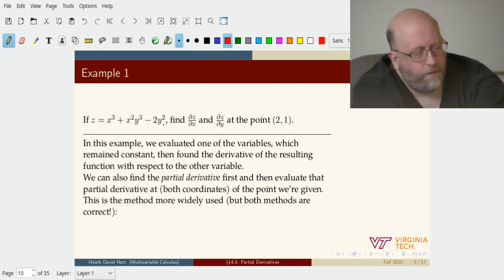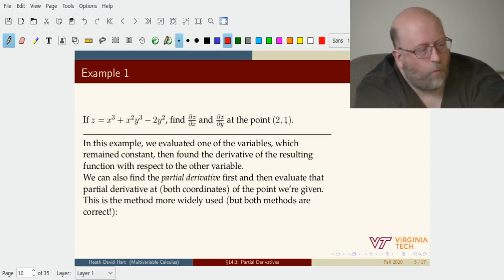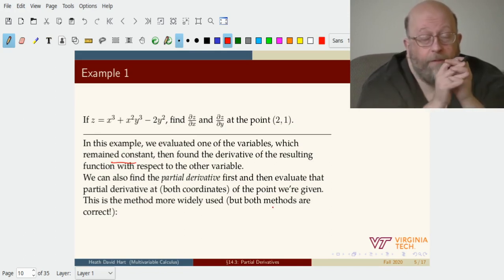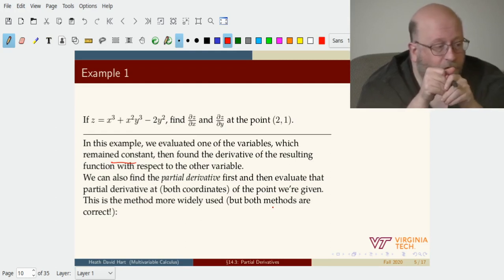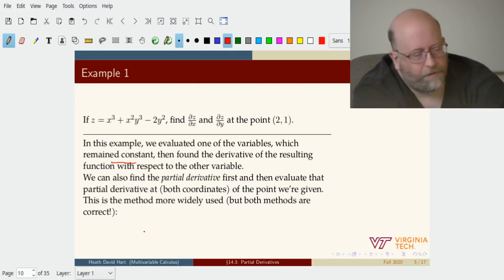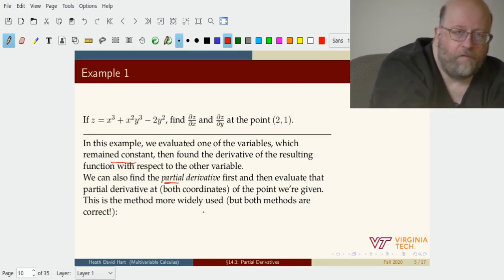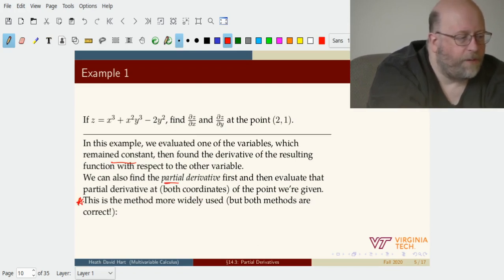So what we did was we evaluated one of the variables, the one that wasn't changing, the one that remained constant, went down from 2 variables to 1 variable that way, then took the ordinary single variable derivative, and then evaluated the other variable. There is something called a partial derivative, and that's what we're going to look at here. We can do that first, before we have substituted either of the variables. And in fact, this is the method that most people use. And so from here on out, I'm going to try to show you how to do this using the partial derivative method.